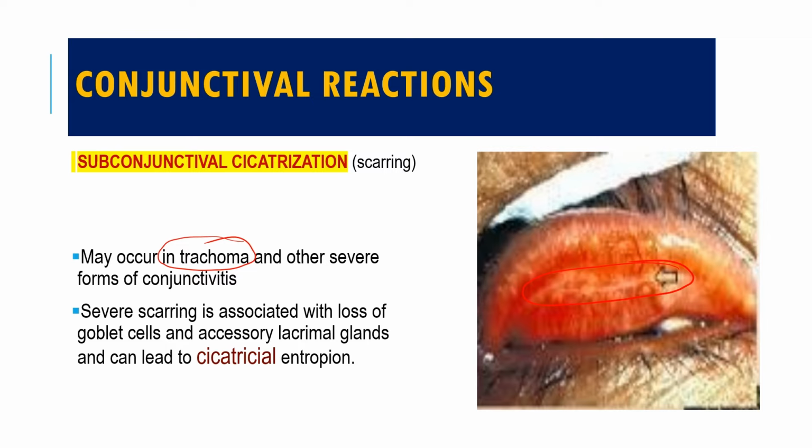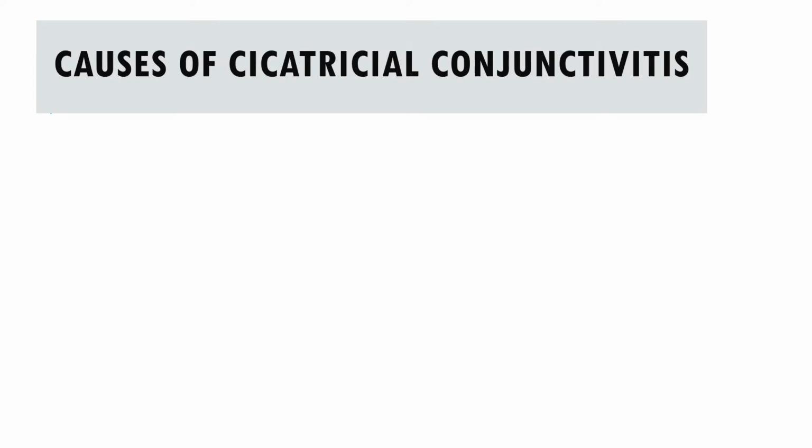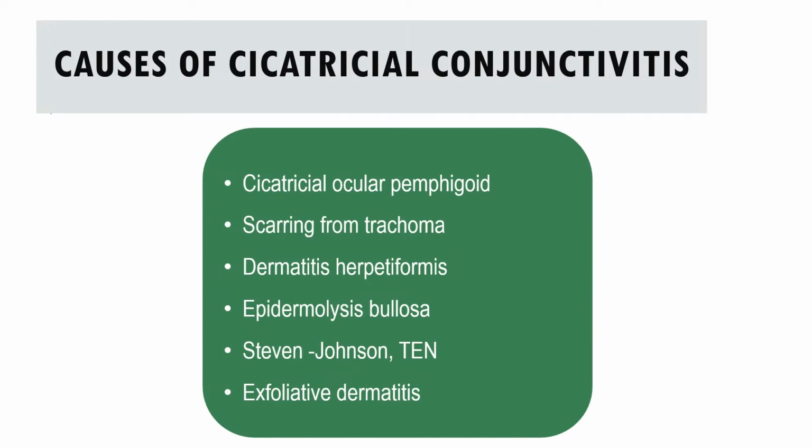The thing is that when scarring occurs, your goblet cells are lost, and also the accessory lacrimal glands are also lost. And ultimately, so what are the various causes of cicatricial conjunctivitis? You can see it in case of ocular pemphigoid. You can see in trachoma. Okay, then various connective tissue disorders, dermatitis herpetiformis, epidermolysis bullosa, Stevens-Johnson's and toxic epidermolysis syndrome, this you should remember, and exfoliative dermatitis.